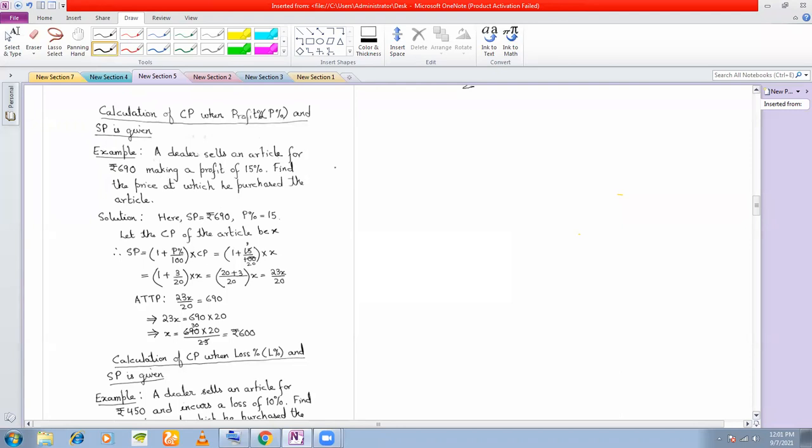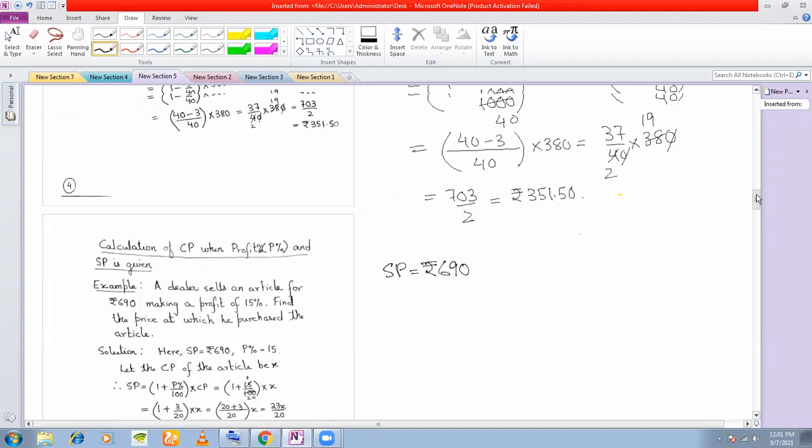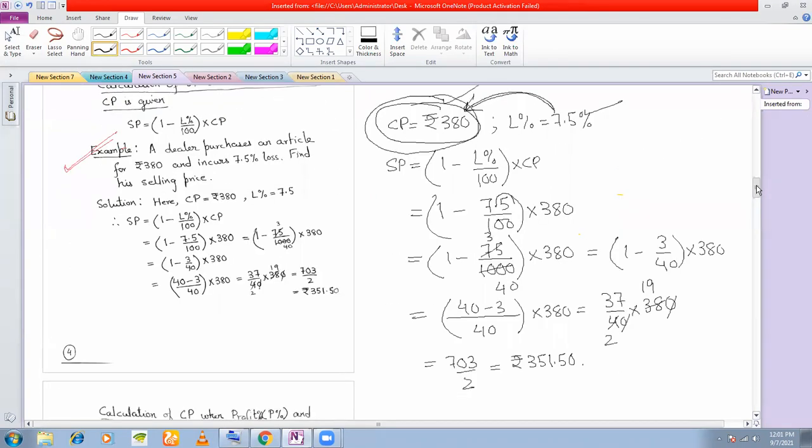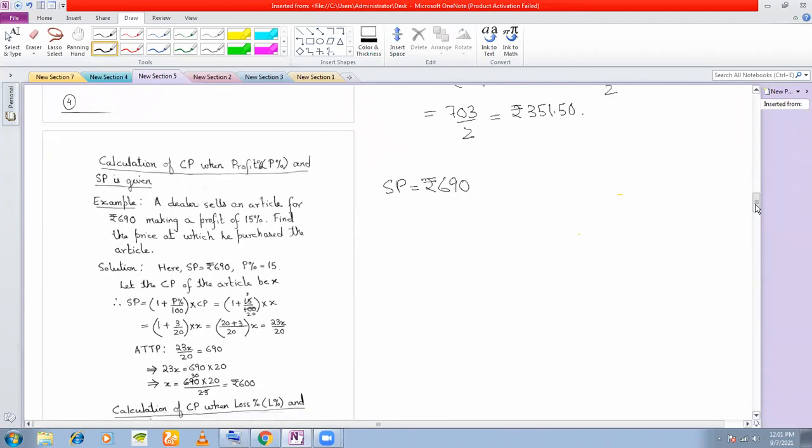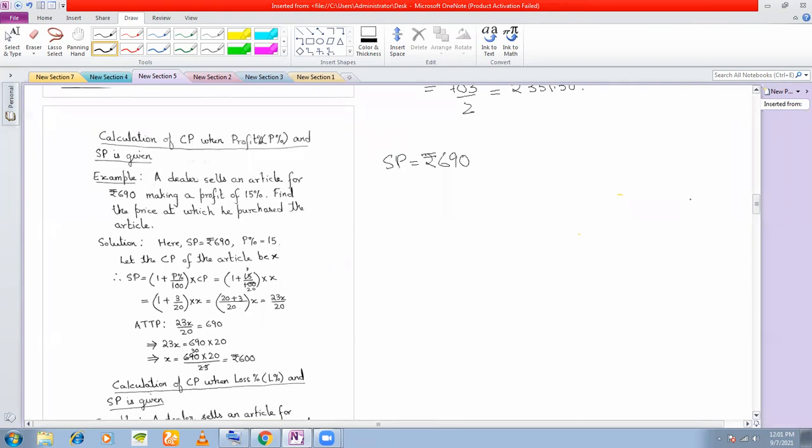So look at this example. A dealer sells an article for rupees 690. Can you please lift up the page? Can you show the previous sum? Okay, sir.